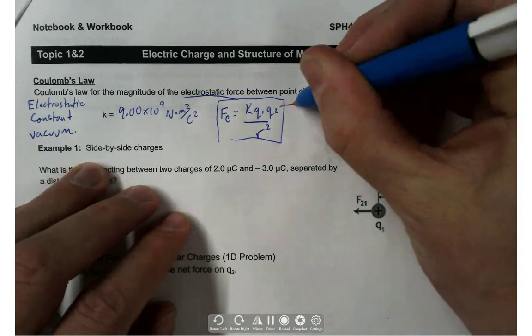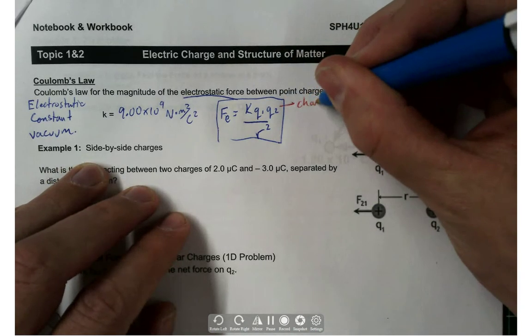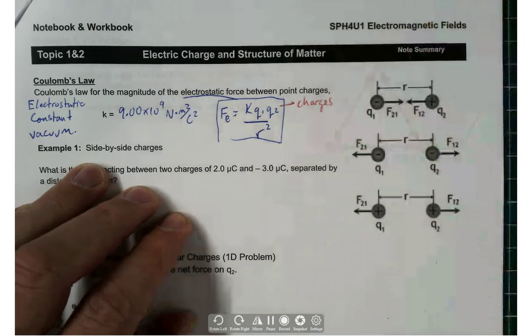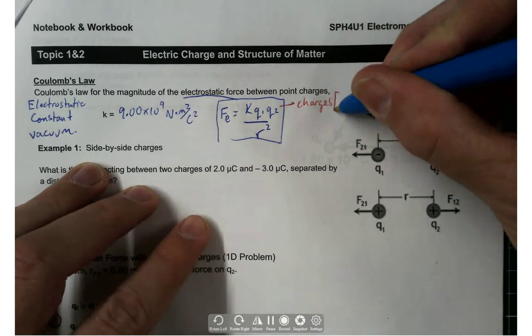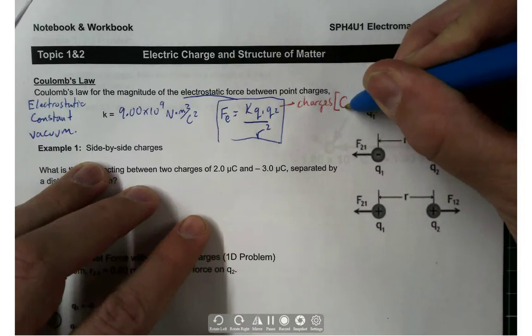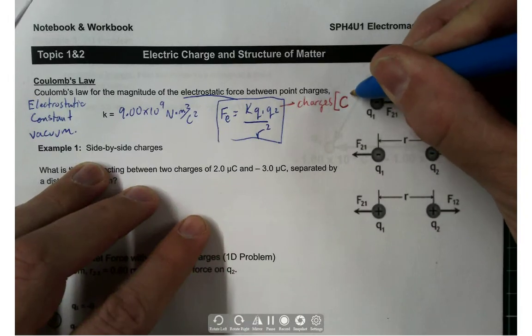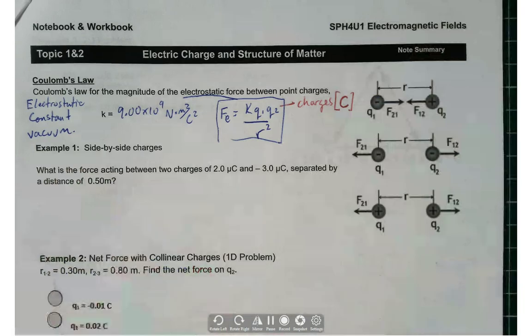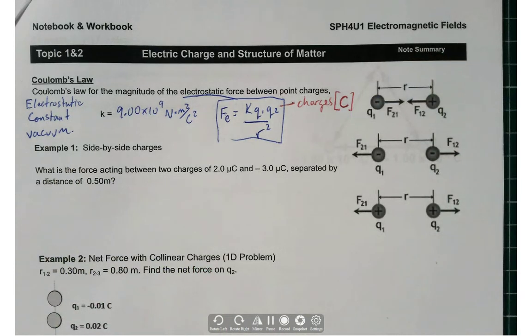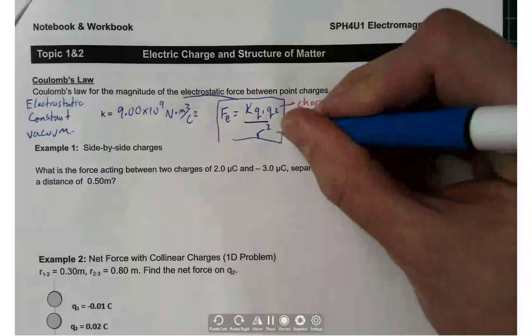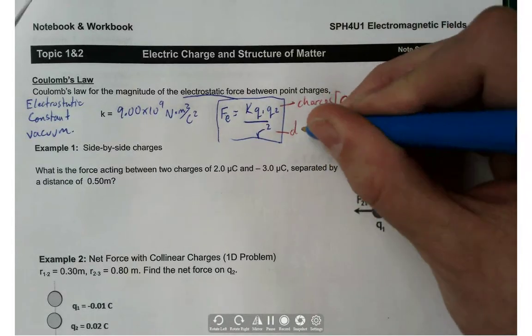These Q values are the charges. And the charges are measured in units of, well, it's Coulomb's law, so charge is measured in units of coulombs, capital C. It's a person's last name, so we capitalize. And the distance between those two charges is the r value, just like in gravity.